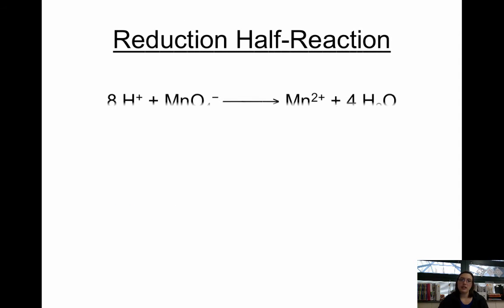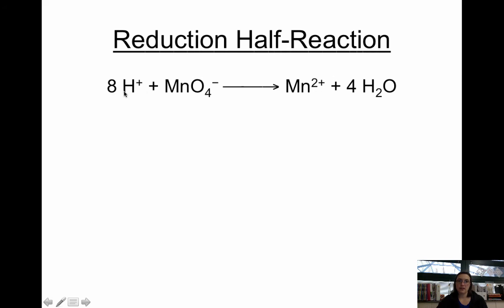So what we need to do is we just need to add up the charge. We have 8 plus and 1 minus. So total on the left side we have +7. On the right hand side we have +2. So we have +7 and +2.